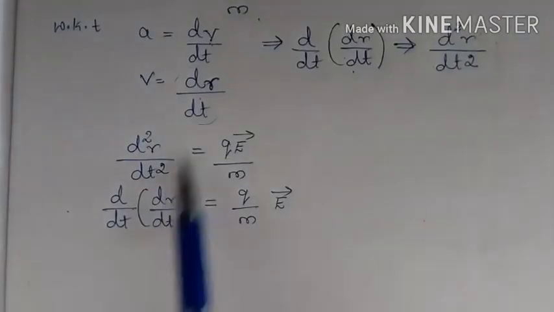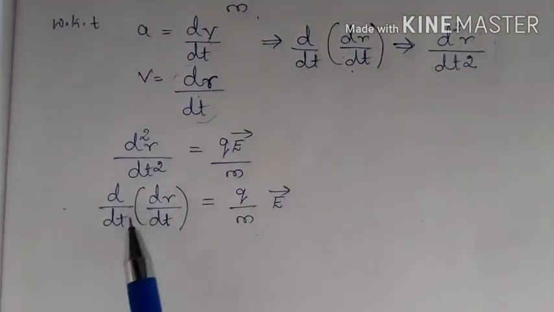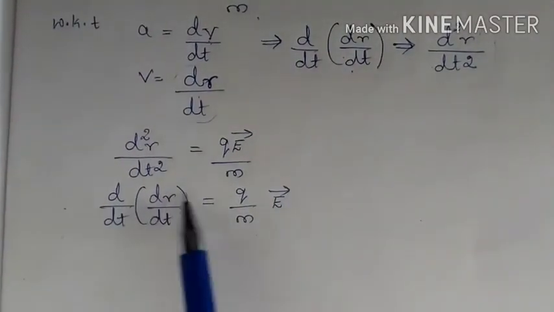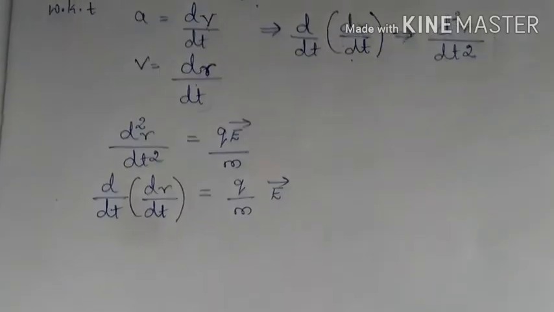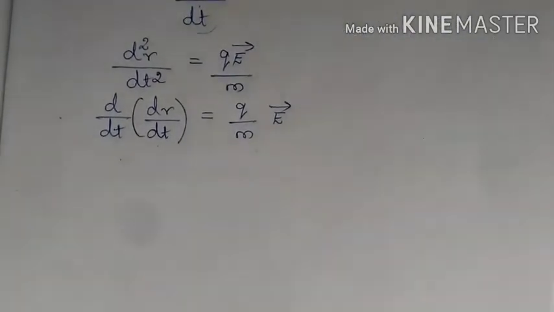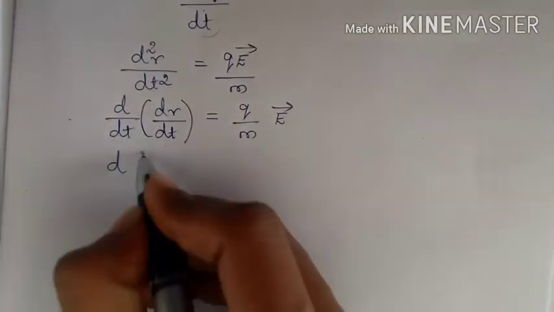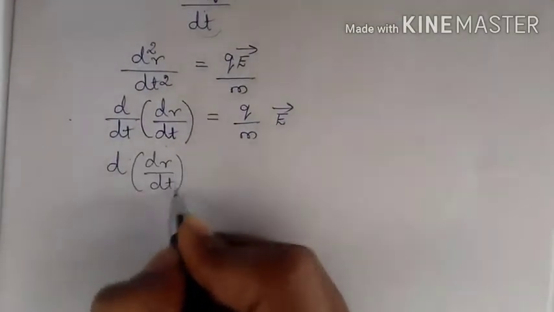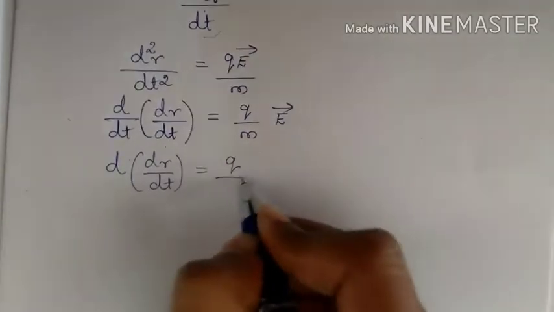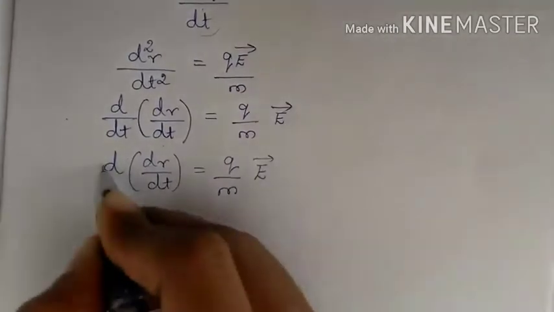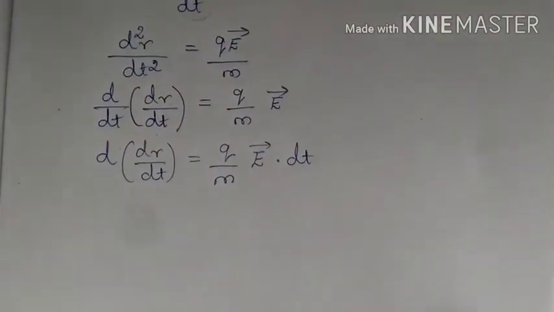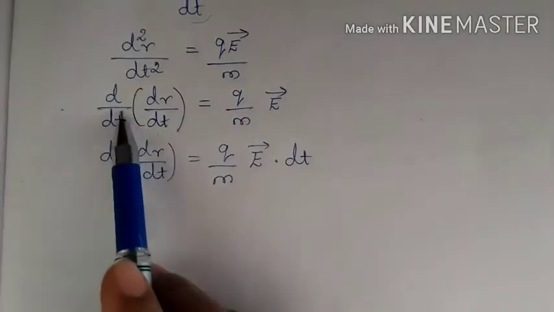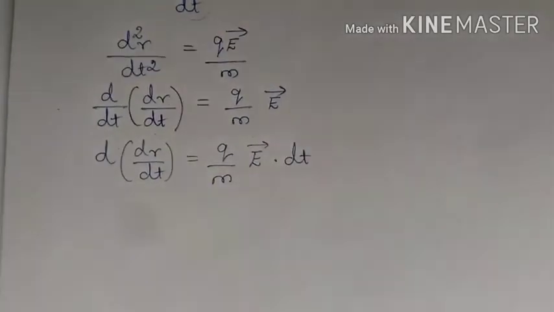So I have written d²r/dt² as d/dt of dr/dt, which is equal to (q/m) multiplied by E. Now this d multiplied by dr/dt is equal to (q/m)E. This dt goes to the right-hand side. I have not done anything, I have just sent the denominator term on the left-hand side to the right-hand side. So this is again an equation.